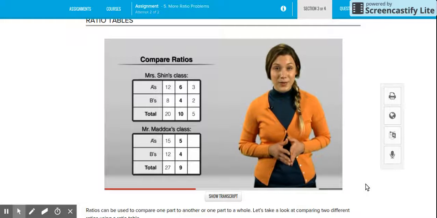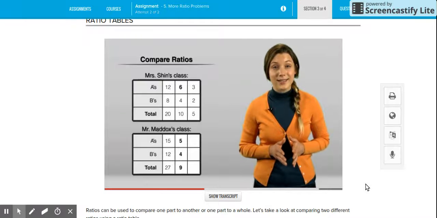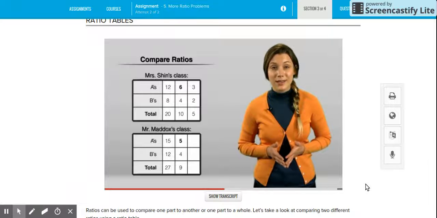So, when there are 4 B's in Mrs. Shin's class, there are 6 A's. When there are 4 B's in Mr. Maddox's class, there are only 5 A's. That means that Mrs. Shin's class has a greater ratio of A's to B's.